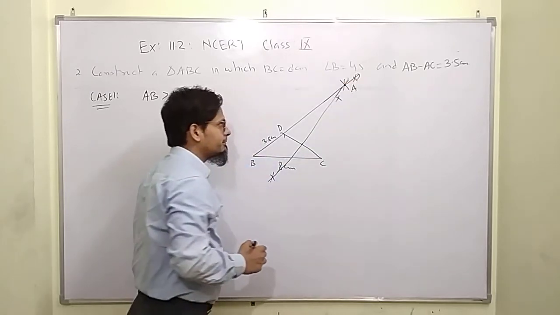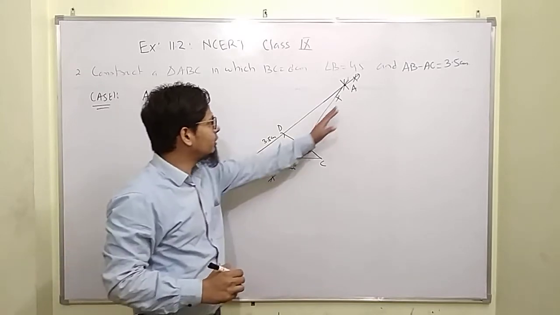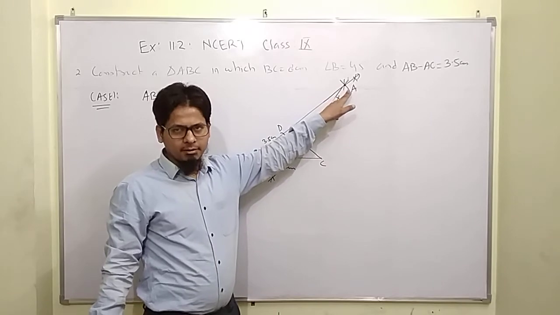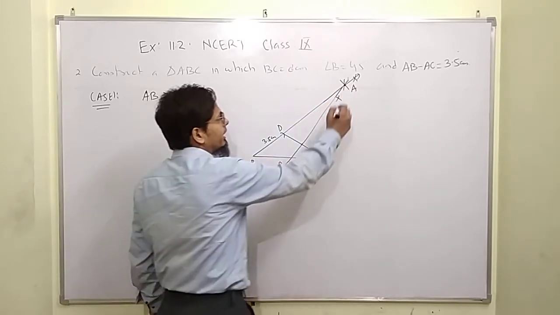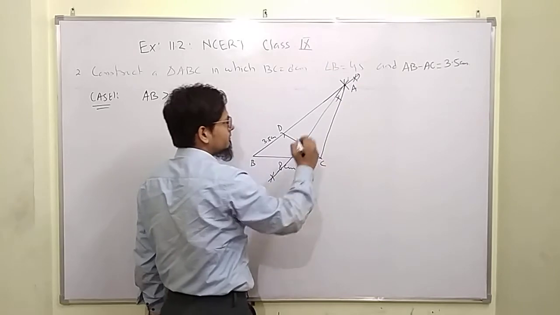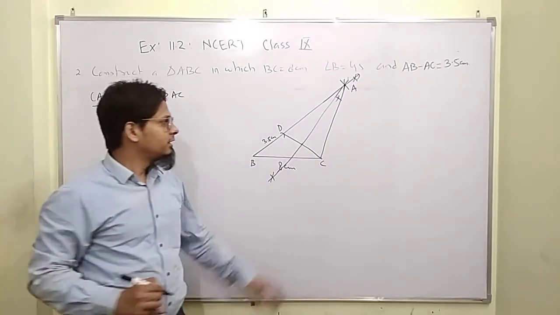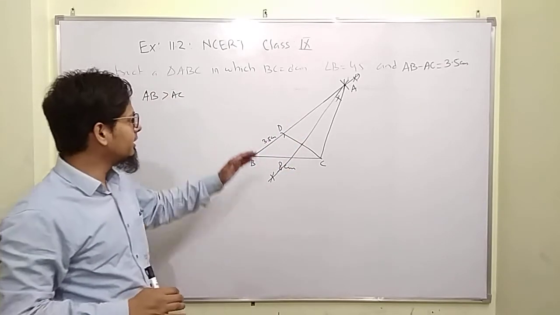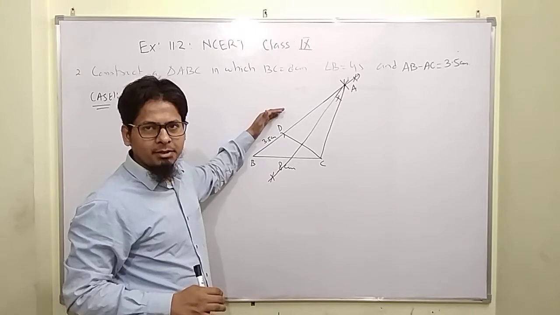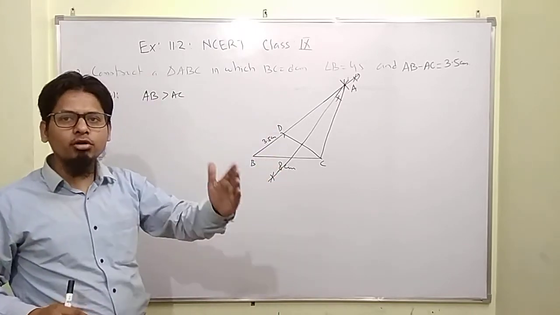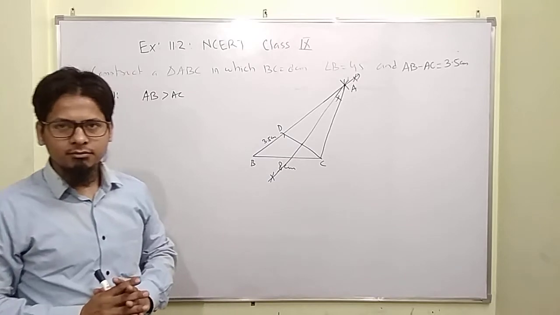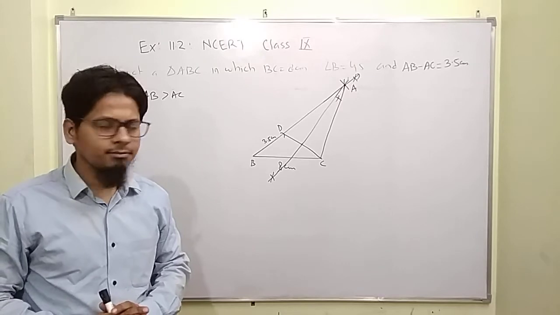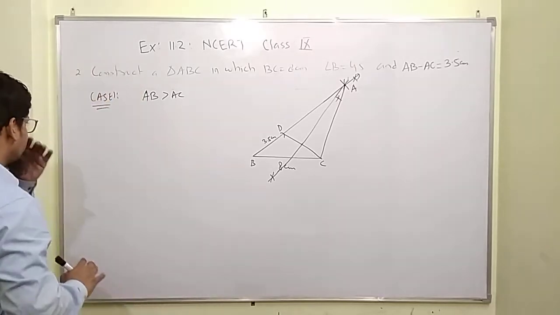We let where this perpendicular intersects the ray BX be point A, and finally I join AC. This is the required triangle ABC. You see here, side AB is more than AC in the figure. This is the required drawing. And the steps of construction you can also write here.